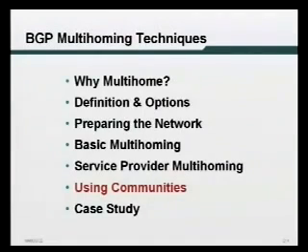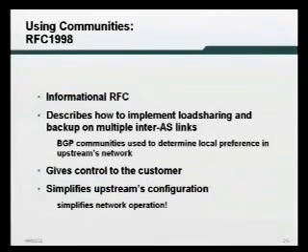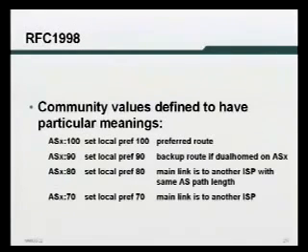I have two minutes, three minutes. Well, let's look at communities, just quickly. RFC 1998, that's pretty old now, documented what Internet MCI did with the multi-homing customers. Basically defined these communities. AS number :100 was preferred route, AS number :90, and so on.